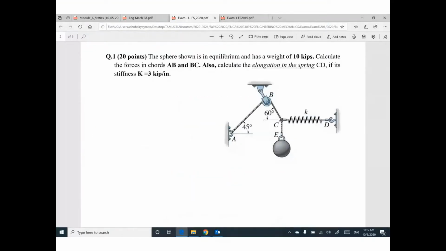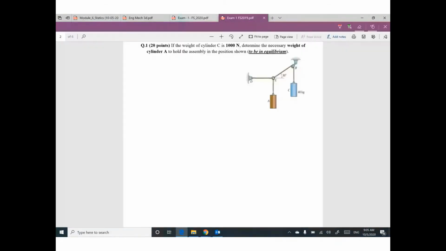What is the difference between this problem and this problem? I covered this one on Wednesday during the review. And I told you we have here something called a pulley. That's right, and we covered this idea many times before.